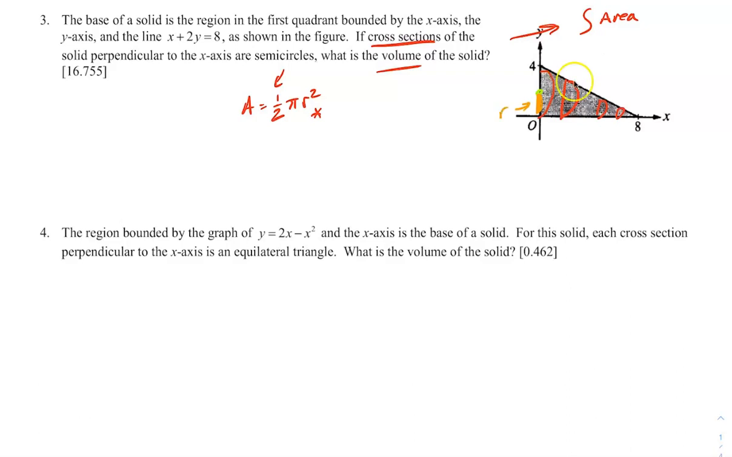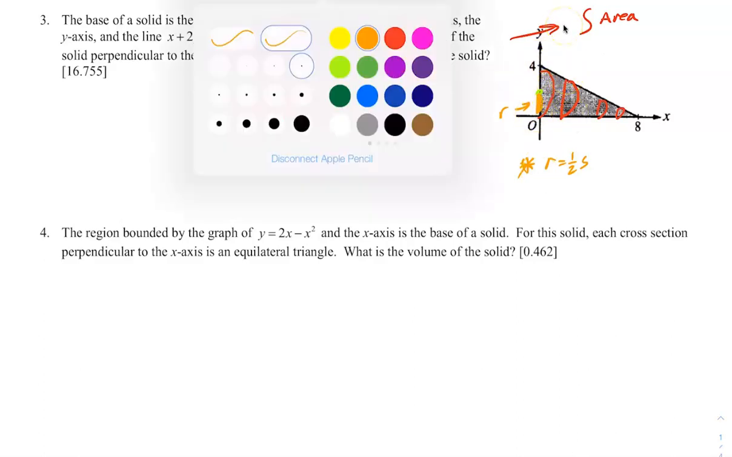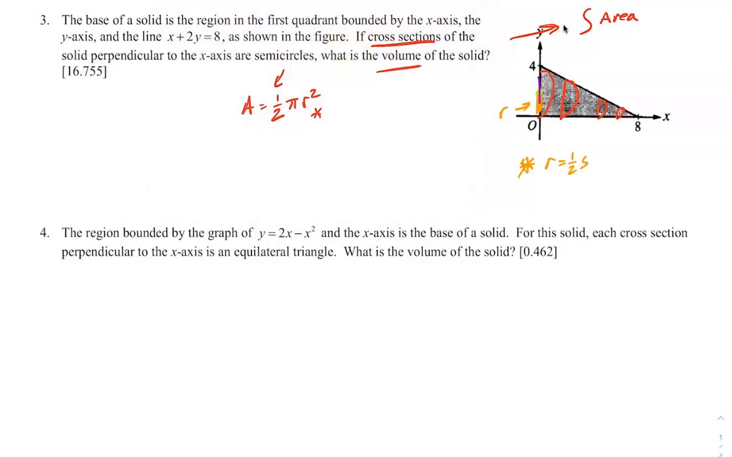That is my r. R is only half of the whole line. So for a semicircle specifically, r equals 1/2 of s. If we consider s the whole line right here, like our slice. This is my s. Those guys are my s's. But the radius that we need for the formula is actually only half of that.